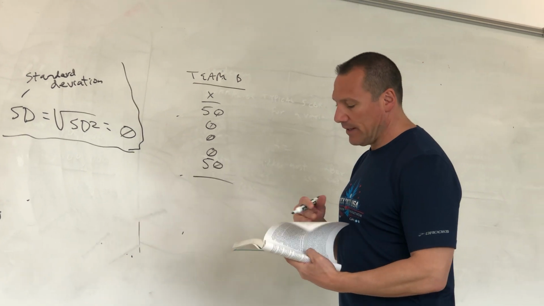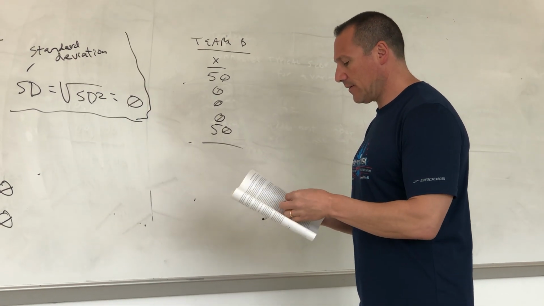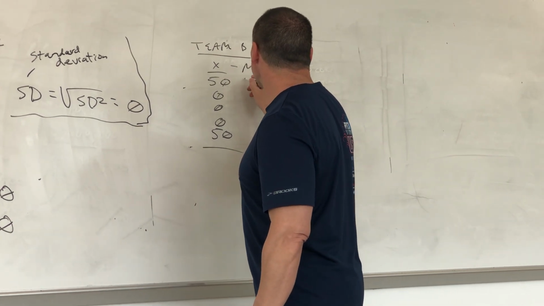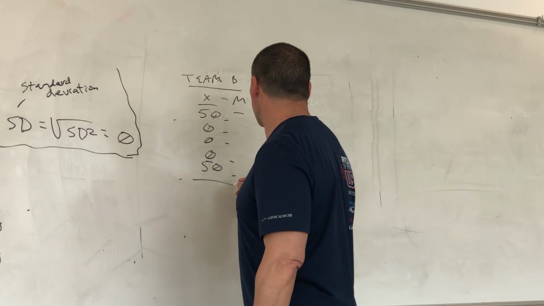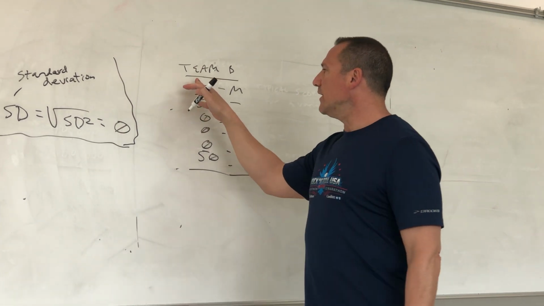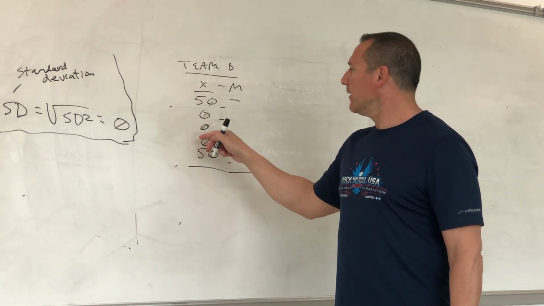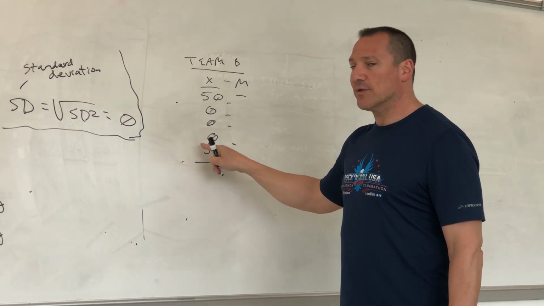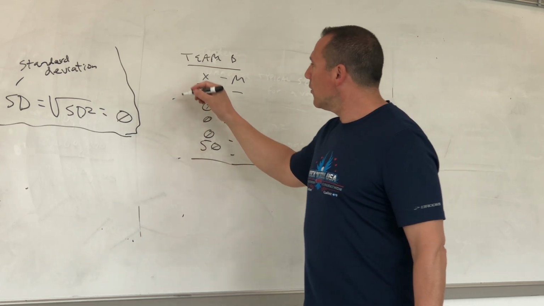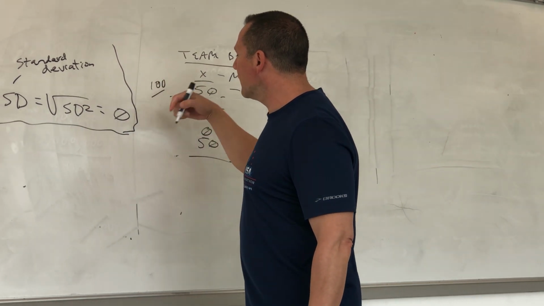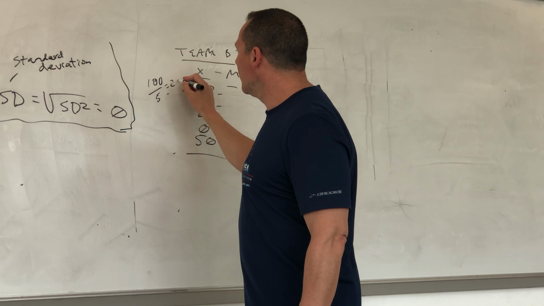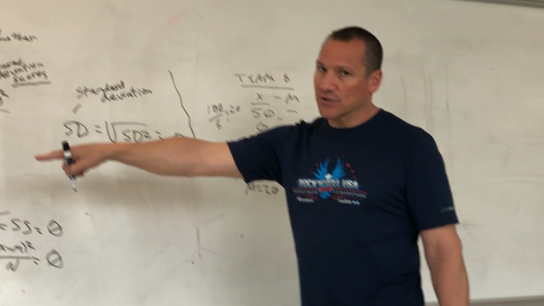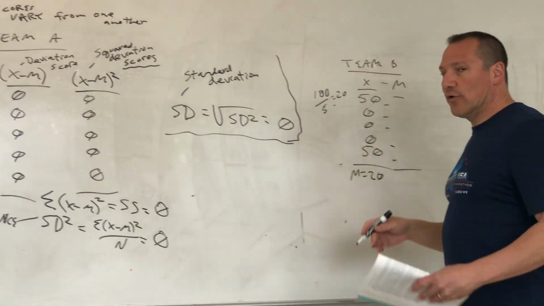So this is team B. And we can do the same process. We can figure out the deviation scores by subtracting out the mean. The mean for team B is also 20. Remember, the mean is you add up all the scores. 50 plus 0 plus 0 plus 0 plus 50 is 100. So 100 divided by n, or the number of scores, 5, equals 20. So M equals 20. So just like the mean is 20 over there, the mean is 20 over here.